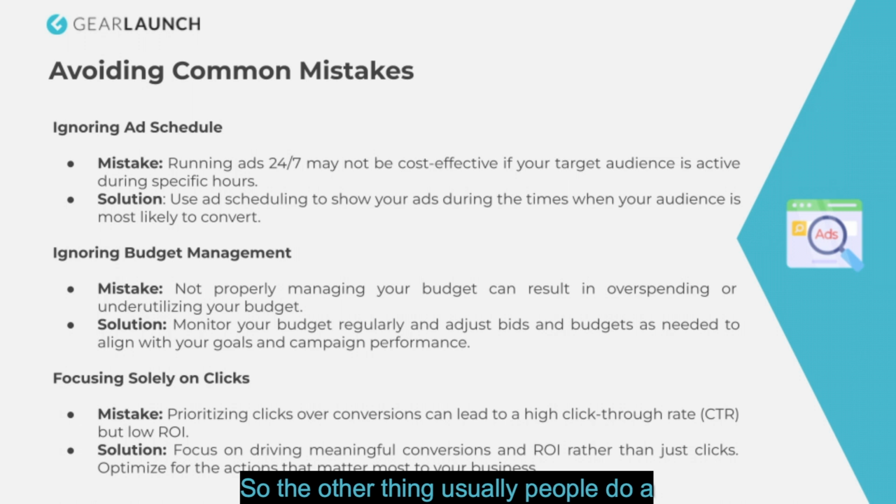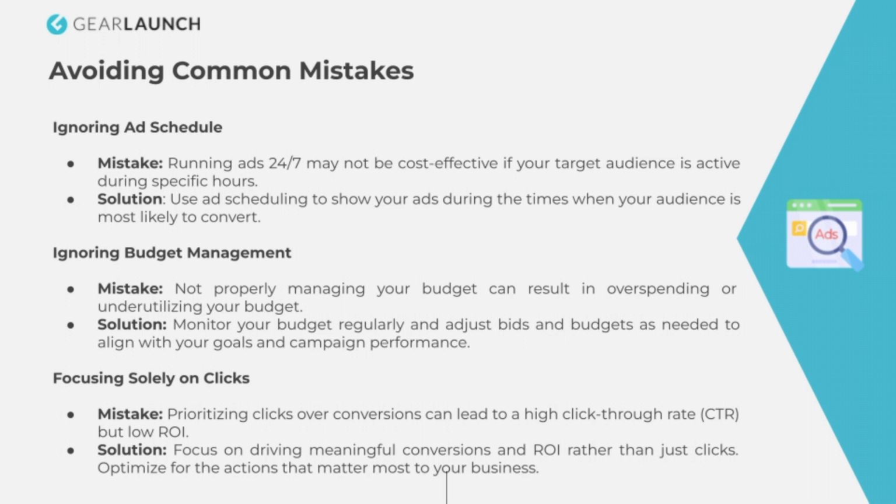The other mistake people usually make is focusing solely on clicks. Usually people prioritize clicks over conversions, which can lead to a high click through rate but low ROI. So the solution is to focus on driving meaningful conversions and ROI rather than just clicks. Optimize for the actions that matter most in your business. Don't focus mostly on clicks, just focus mainly on conversions.